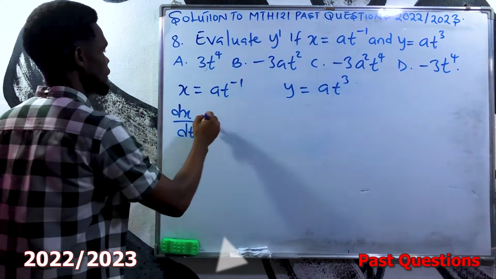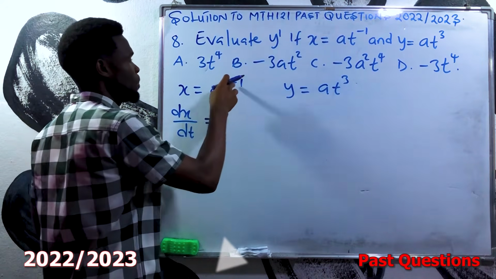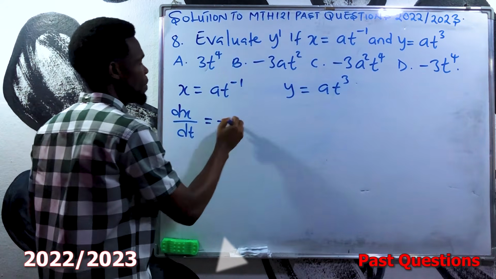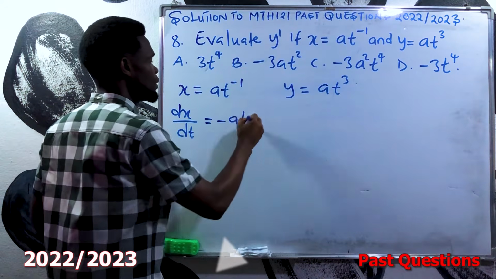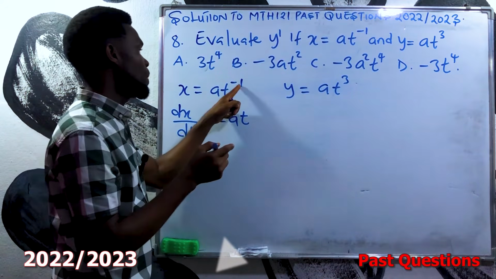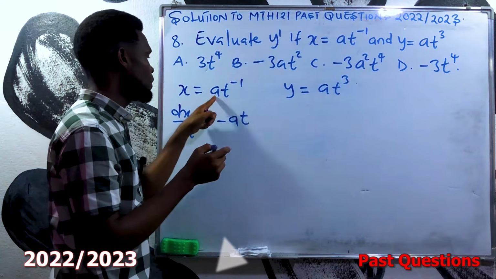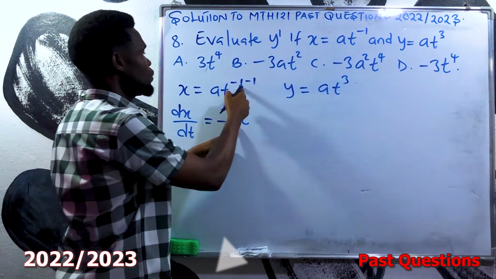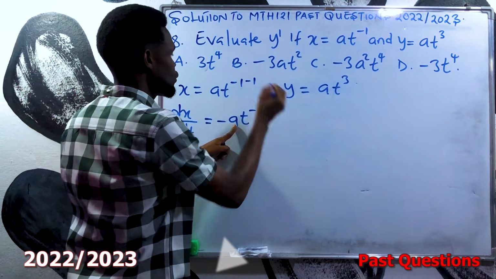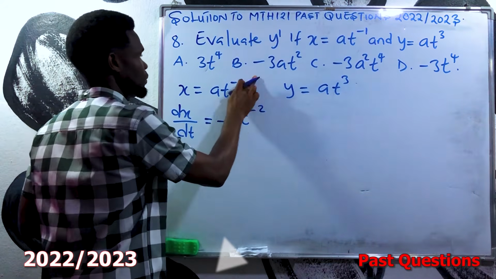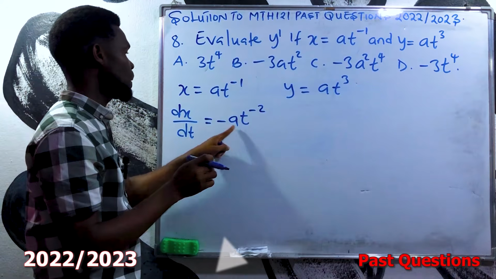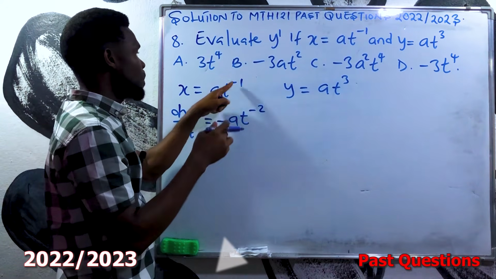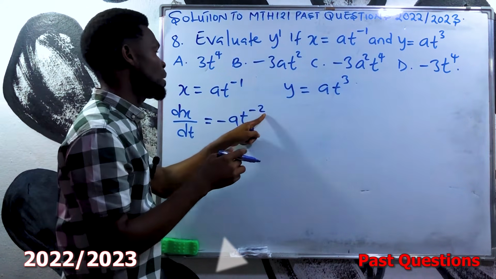So let's differentiate this. This is going to be minus 1 times a minus a, then t raised to power. Remember, the power times the coefficient. Minus 1 times a is minus a. Then subtract 1 from the power. Minus 1 is minus 2. So, minus 1 times a is minus a. Then t raised to power minus 1 is minus 2.